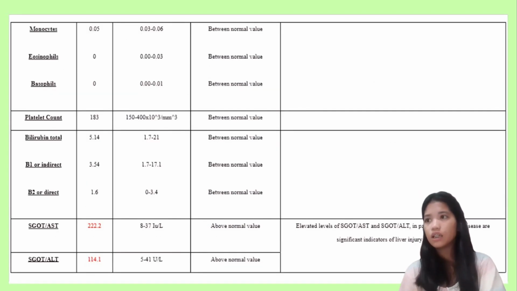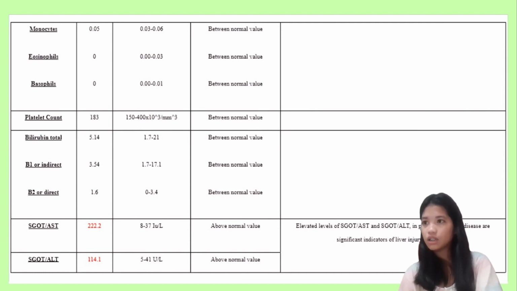So next is the SGOT-AST, or the serum glutamate oxaloacetate transaminase. AST is aspartate aminotransferase. So the patient's result is 222.2 while the normal value is 8 to 37. So the patient's result is very high.